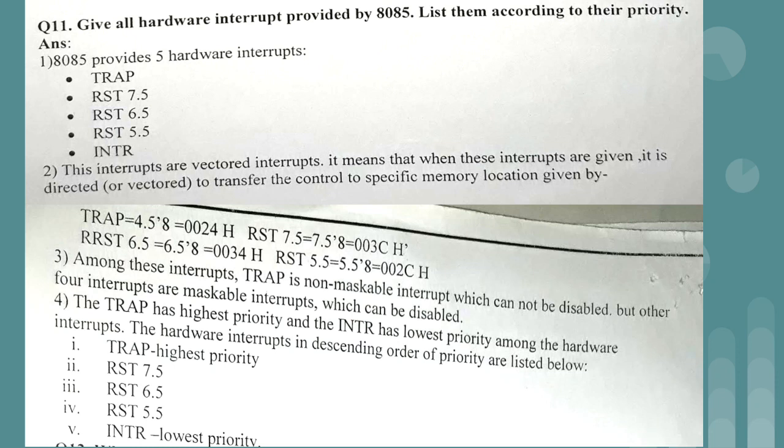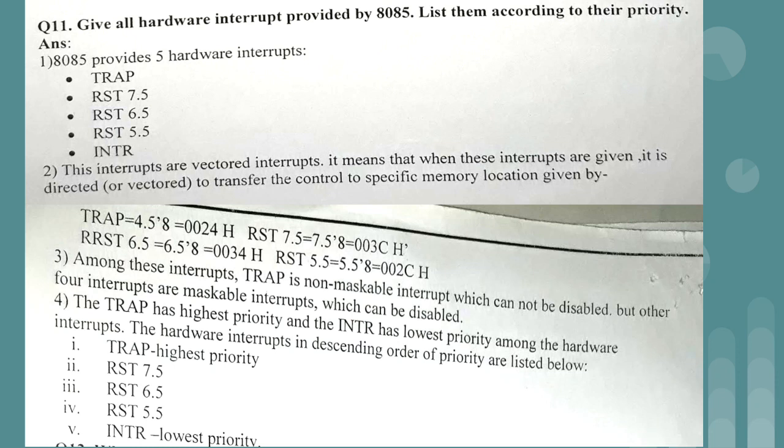Among these interrupts, trap is non-maskable. Non-maskable means which cannot be disabled, but the other 4 interrupts are maskable, which can be disabled. So here trap is the non-maskable one and the remaining 4 are maskable, which can be disabled.